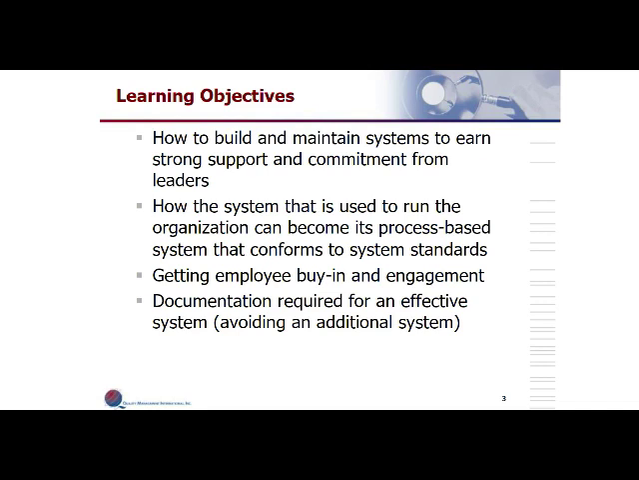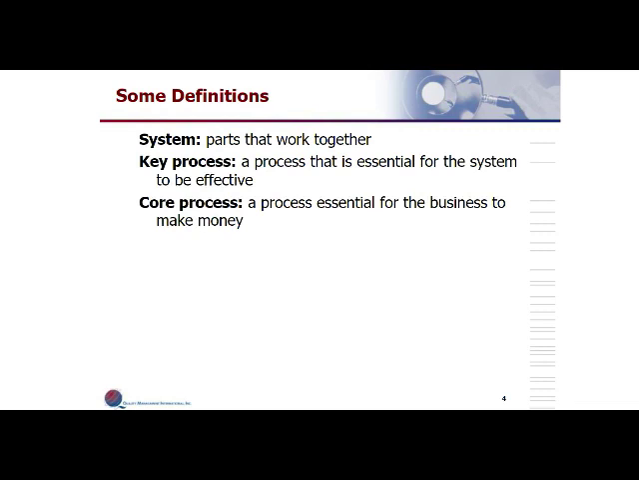Documentation required for an effective system. We do not want an additional system of manuals. That is why ISO 9001:2015 and the related standards in the new high-level structure format have ensured that the documentation can be integrated and you can get an integrated management system. So we want a system and define the system as parts that work together. We want to subdivide it into key processes and perhaps into support processes, and of course look at a core process.